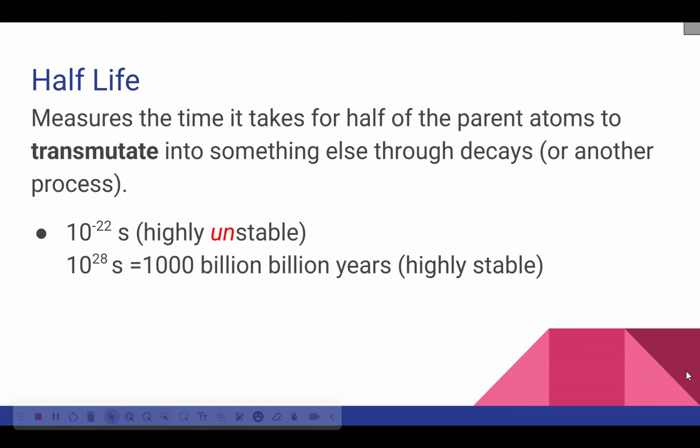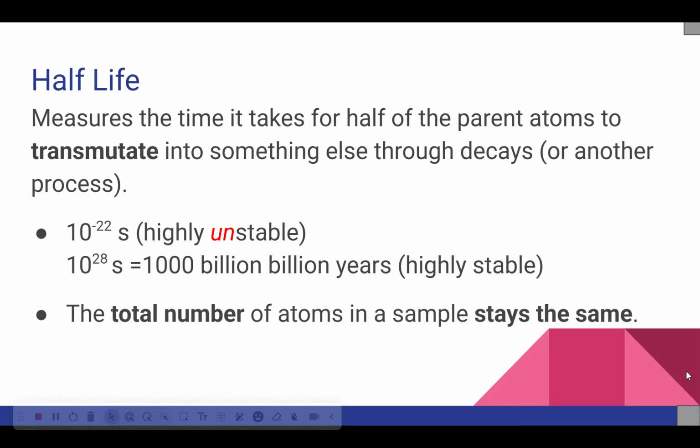Then you can look at something like 10 to the 28 seconds, about as stable as something can get, because that's 1,000 billion years before you get through even one half-life. We're talking about things like the very structure of our atoms themselves, like protons, which would have an extremely long half-life, because even within the long age of our universe, no protons have gone through a decay to something simpler.